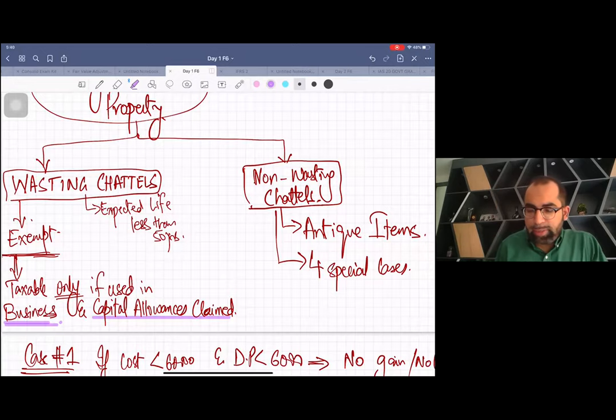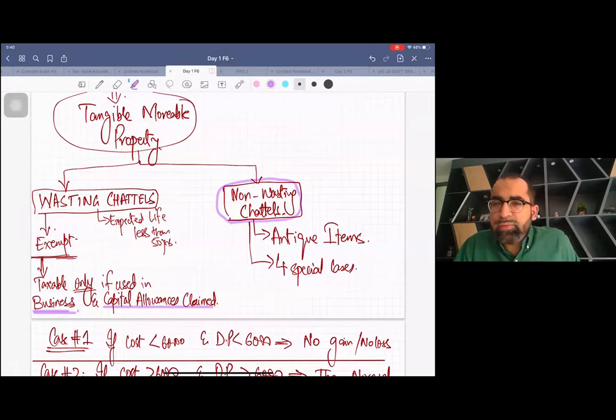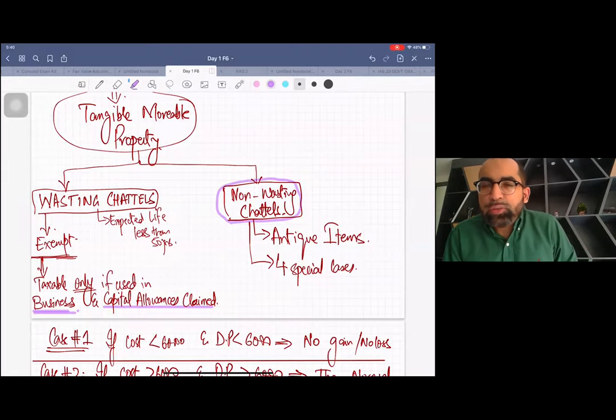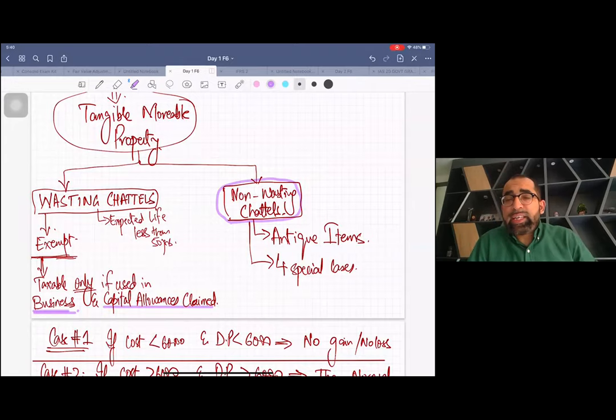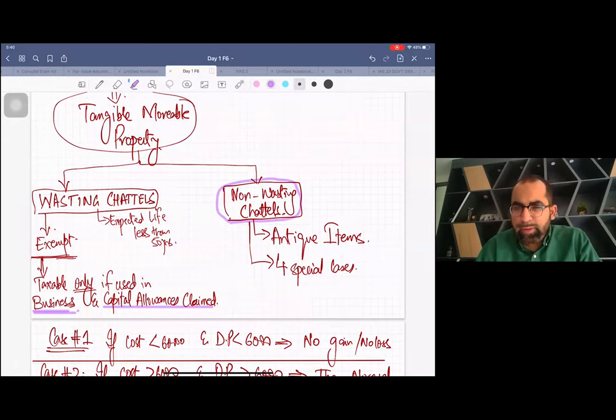The second, the real topic, is non-wasting chattels. Obviously, a student may ask, sir, what is the definition of non-wasting chattels? Listen, wasting chattels means life less than 50 years, so non-wasting chattels are with expected life more than 50 years, meaning antique items. For non-wasting chattels, there are four special cases.